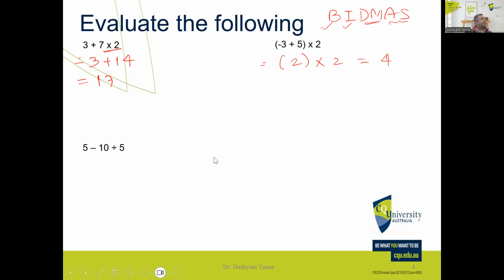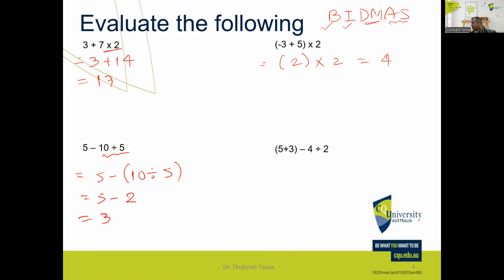Next one. 3. Yeah, good. So we'll go with the division first, even though there is a negative at the front, because subtraction and addition come last in priority. So no bracket, but you can consider a bracket to set a priority. That's 2. 5 minus 2 is 3. Good stuff.